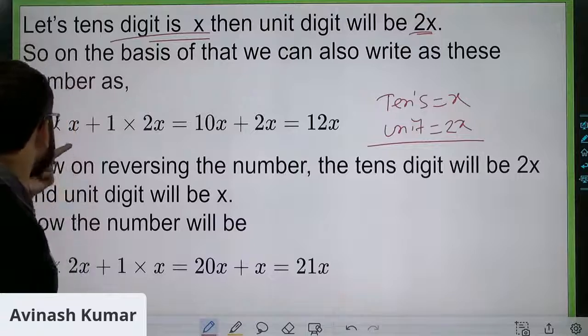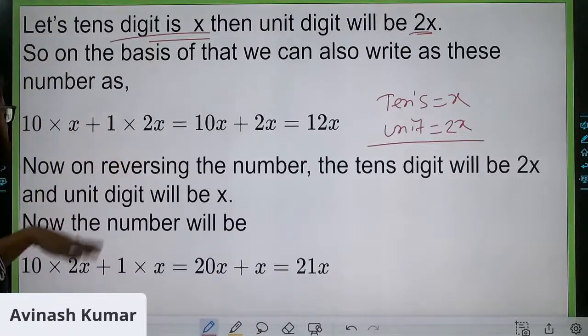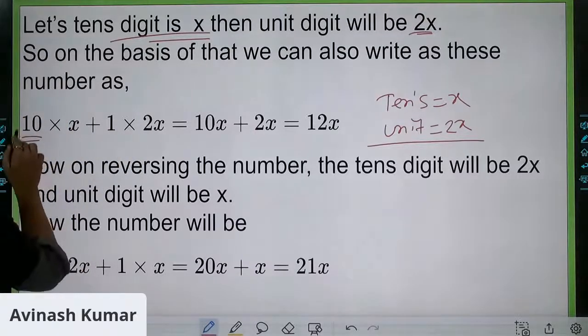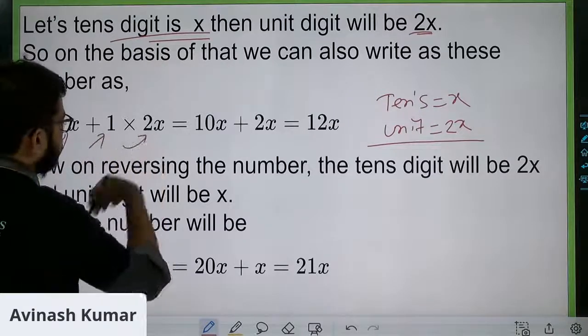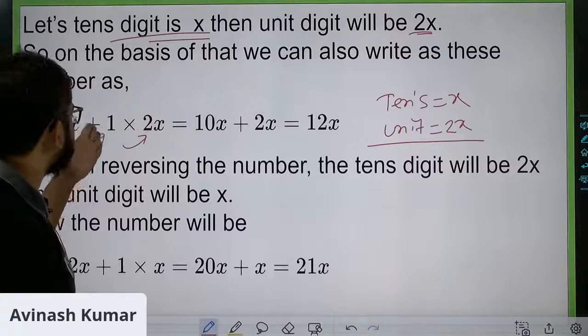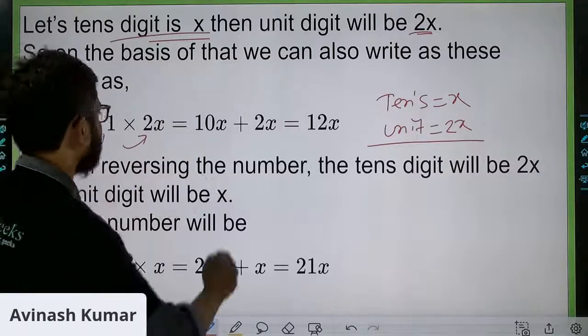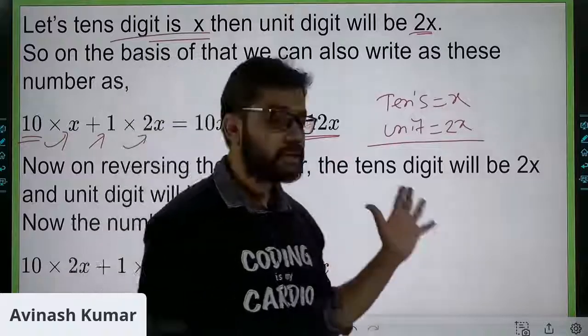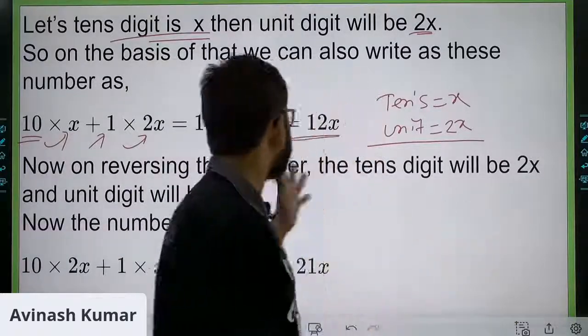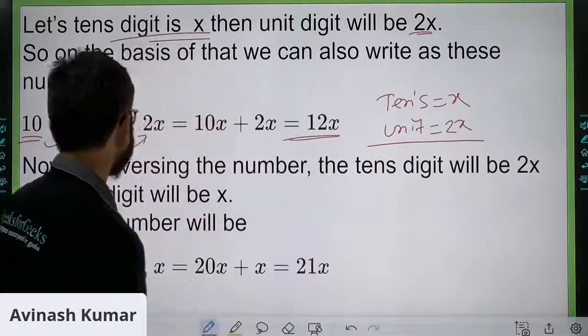Our number is tens digit plus unit digit. So 10 multiplied by x plus 1 multiplied by 2x, this will give you 12x. As per the initial condition, our equation will be 12x.